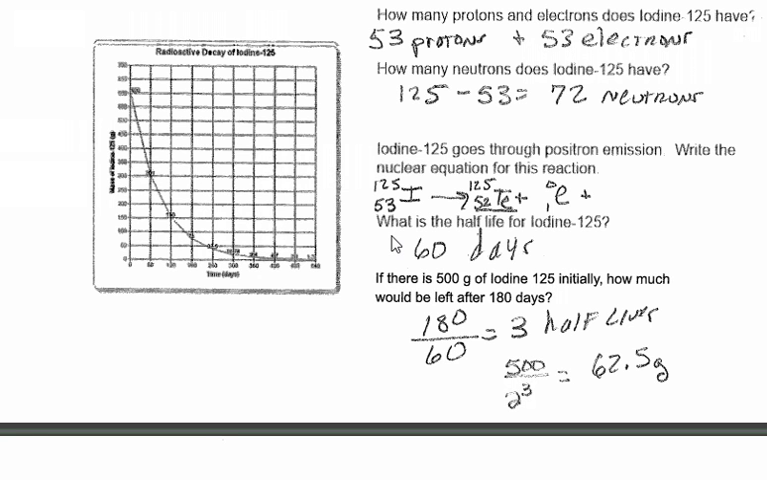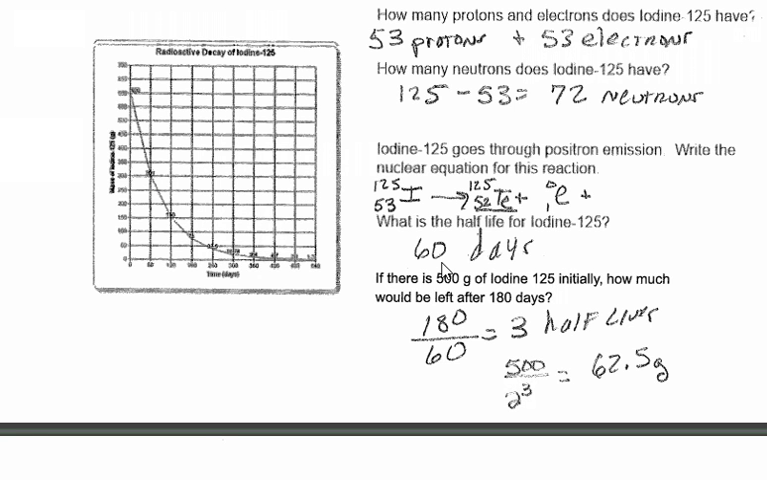What's the half-life for iodine? Well, for the half-life, we go here, we start with 600. Divide that by 2, that means 300. We go over here, read down, that's 60 days. So it takes 60 days to go from 600 down to 300.